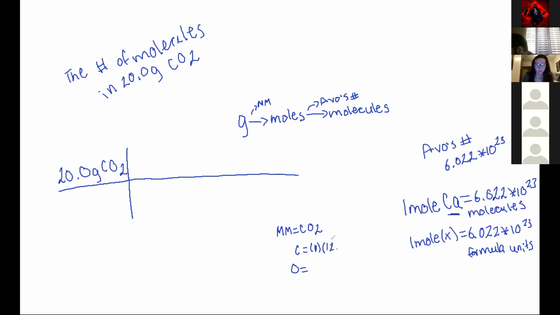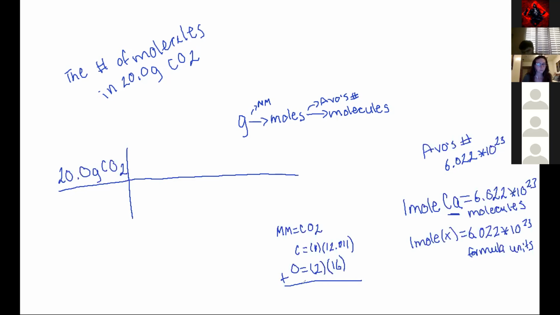12.011. Perfect. Okay, and then how many moles of oxygen do we have in carbon dioxide? 2. 2, awesome. And how much does oxygen weigh? 16. 16, awesome. Perfect. So what we need to do is add that up. Make sure you multiply 2 times 16 before you add. And that should give you?